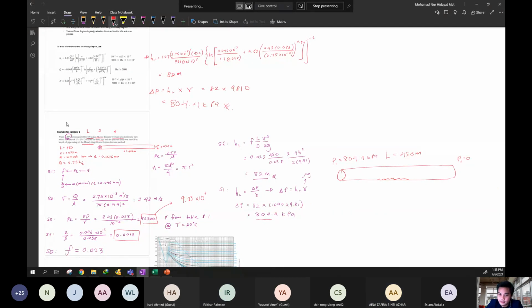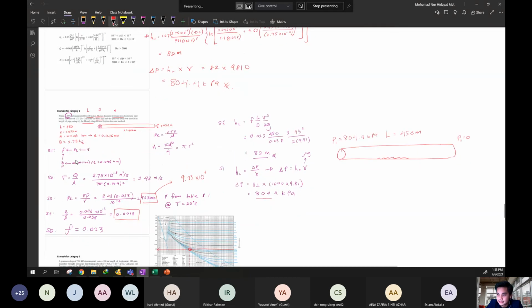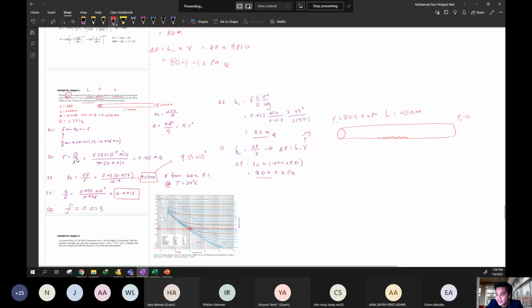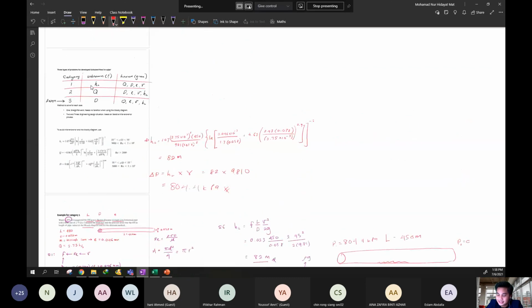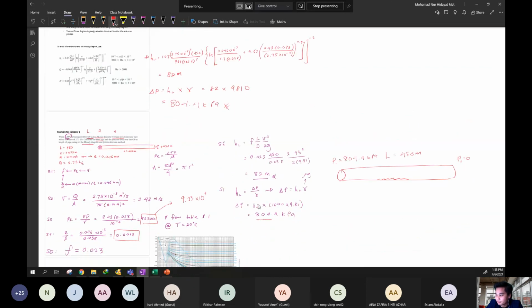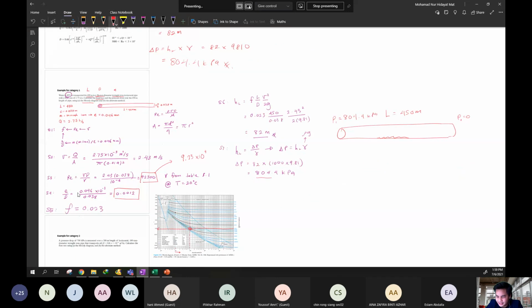It's very extensive, because basically category 2 is easy, but it takes many steps. I hope you understand step by step. If you don't understand, please do revision, okay? And focus as well on your test.